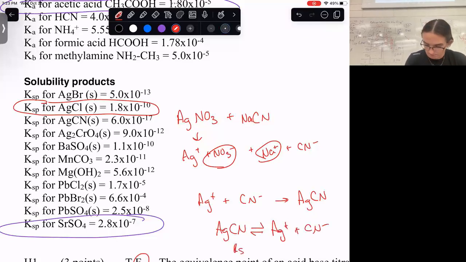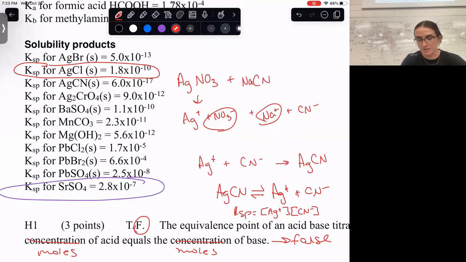And then KSP is Ag plus times CN minus, because KSP is just showing your solubility product. So we use our reactant as the salt, and then your products are the ions, because you want to know how much each ion is dissolving. So AgCN goes to Ag plus and CN minus.